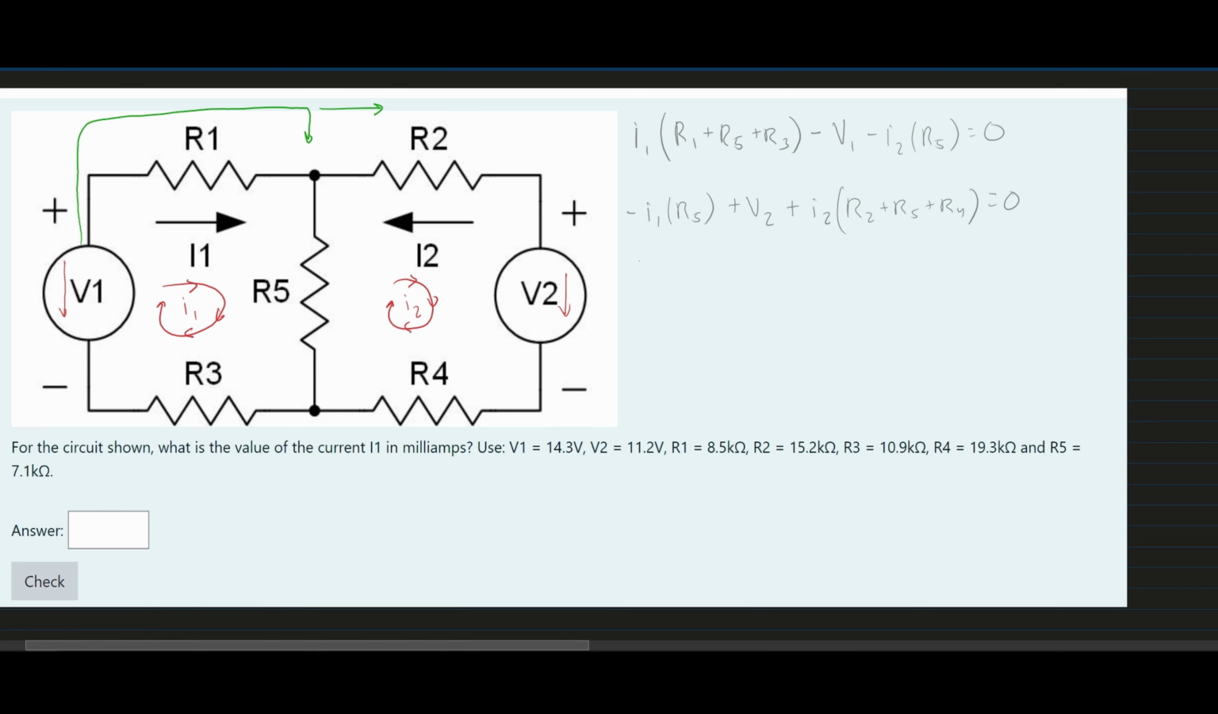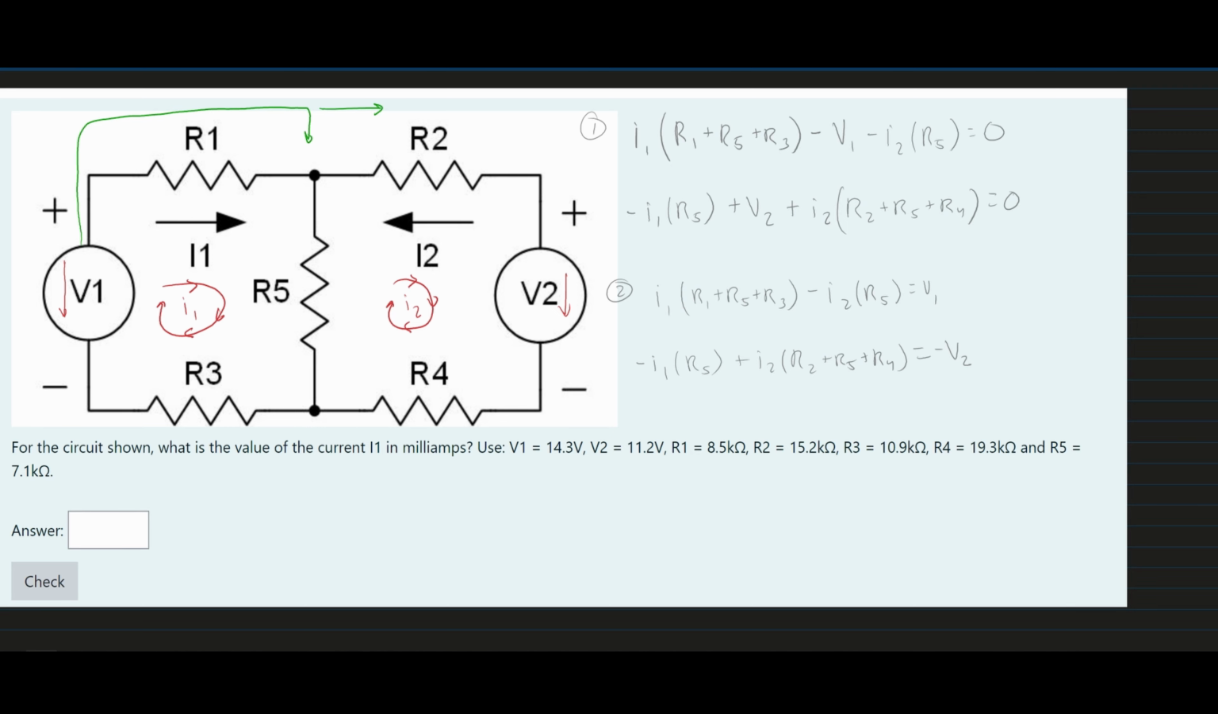In this next part, we can say that this is part 1. We write it out. Now we have part 2. I'm just going to write it a little bit cleaner. We are going to have our I1 times R1 plus R5 plus R3. I like to just use variables until the very end. We have minus I2 R5, and then we're going to set this equal to V1. Now, from here, there's a couple ways we can rewrite the second one. I'm just going to leave the minus I1 R5 like this. We have our plus I2 times R2 plus R5 plus R4, and then we're going to move the V2 over, so it's going to be a minus V2.